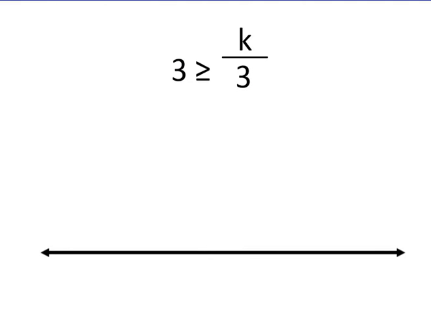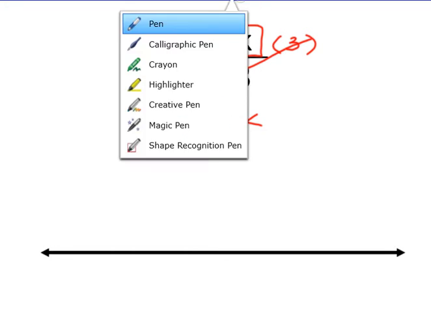Okay, let's take a look at this one here. 3 is greater than or equal to k over 3. Box my variable. Here I have division happening, so I need to do the inverse, which is multiplication. So I'm going to multiply by 3 on both sides. These are going to cancel each other out. I bring down my k, I bring down my inequality sign. 3 times 3 is 9.